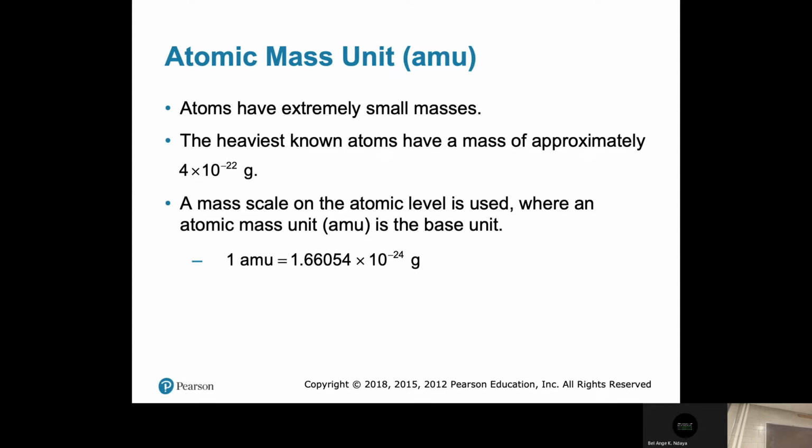On the mass scale, the atomic level is used, where there's an atomic mass unit, called the AMU. One AMU equals 1.66054 times 10 to the negative 24 grams. So that's 1 with 23 zeros in front of it and a decimal point, grams. That's like nothing at all, basically zero, but everything we have, everything we do is made of that. It's kind of crazy.